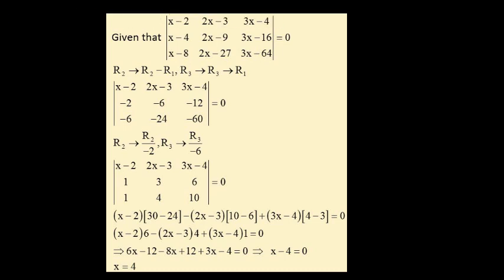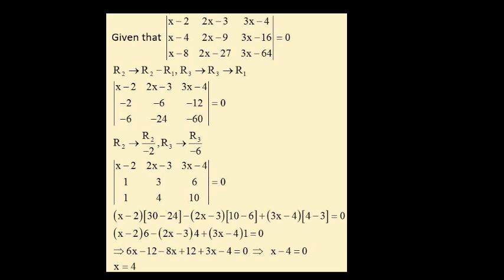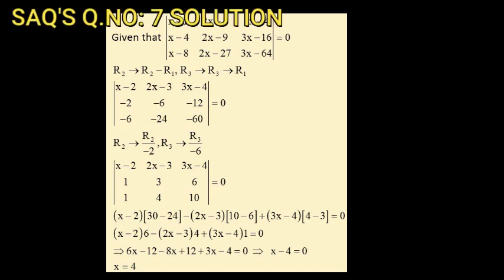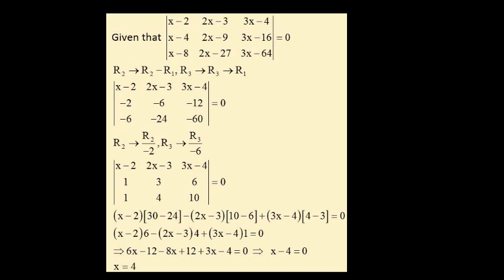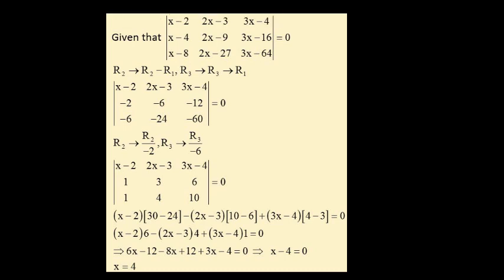Then we get x minus 2, 2x minus 3, 3x minus 4. The second row is minus 2, minus 6, minus 12. The third row is minus 6, minus 24, minus 60, equal to 0. From R2 we take minus 2 common and from R3 we take minus 6 common, or R2 changes to R2 by minus 2 and R3 changes to R3 by minus 6.